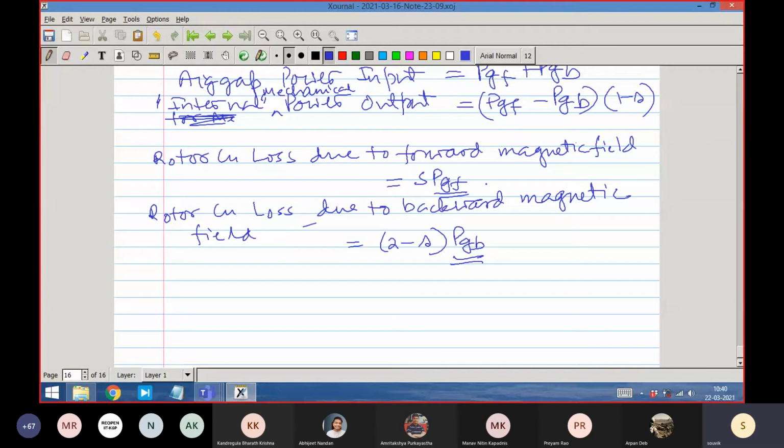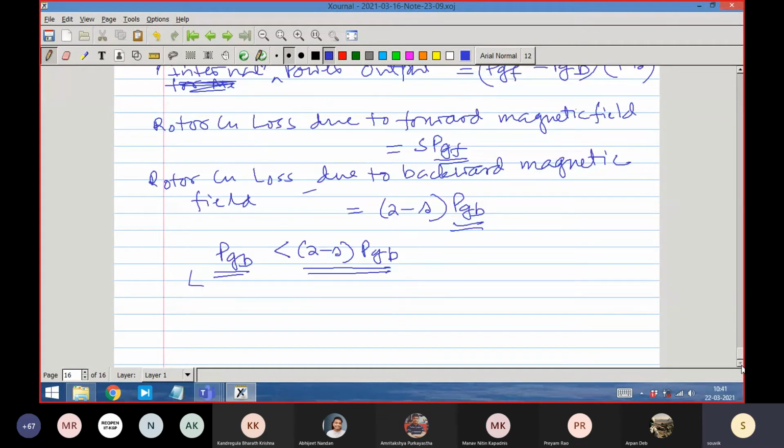I wanted you to note that PGB is less than 2 minus S into PGB. That means the rotor copper loss, this part, is greater than whatever power is entering the rotor through the backward magnetic field. So we can have a simpler, pictorial understanding of the situation happening in the machine. Let me take another page.